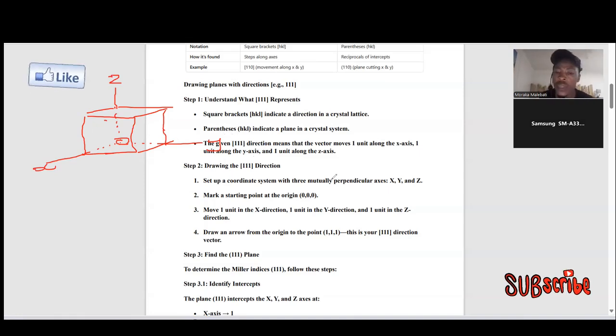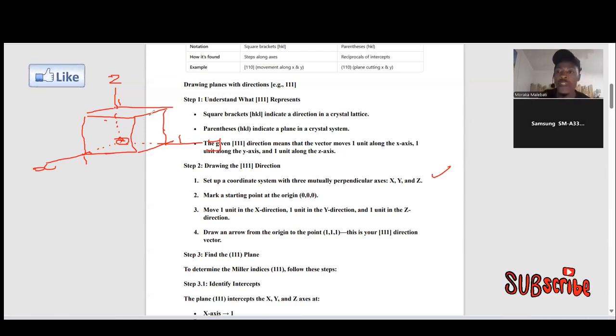Now, set up the coordinate system with 3 mutually perpendicular axes, x, y, z. Mark the starting point at the origin. This is the origin. Now move 1 unit in the x direction, 1 unit in the y direction, and 1 unit in the z direction. It means if this is 0, this is 1 here, this is 1 there, and this is 1 there. The directions from here to there must be nearly equal. Basically, that's how you'll be able to draw this if you're given this direction.